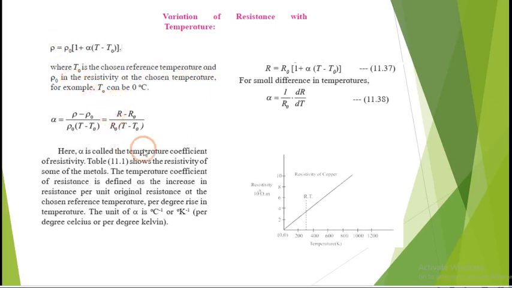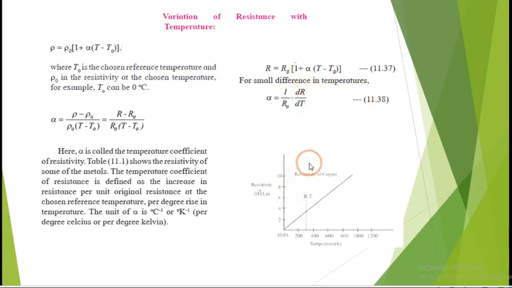Now according to this equation, we can write R minus R naught is equal to R naught into (T minus T naught) into alpha. So you can write R is equal to R naught into bracket 1 plus alpha (T minus T naught). For small difference in temperature, you can write alpha is equal to 1 upon R naught into dR upon dT.